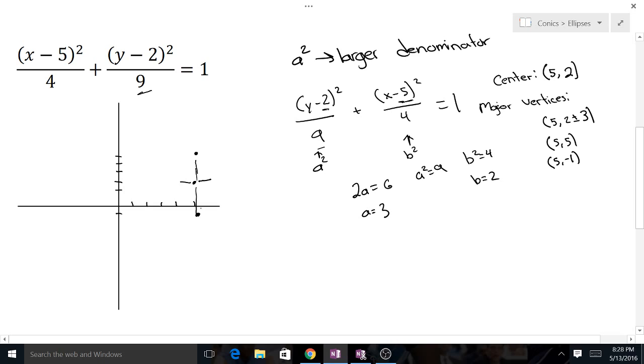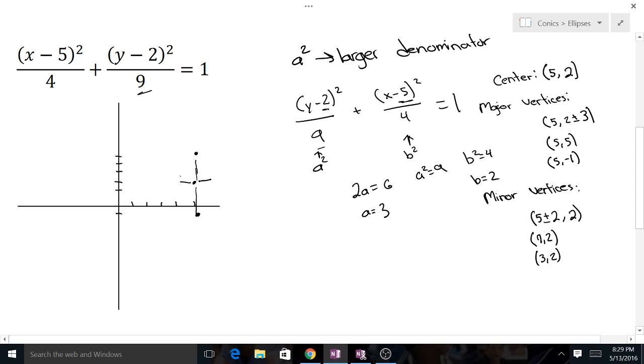So those are our major axis vertices, and then we have minor vertices, which we decided were going to be moving in the b direction. So obviously our x is changing and our y is going to stay the same. So we're going to have 5, because that's our original x value, plus or minus b, which we know is 2, so 5 plus or minus 2. Then all of them will have a y value of 2, so it'll be (7, 2), and then 5 minus 2, which is 3, so (3, 2). Those will be our two minor axis vertices.